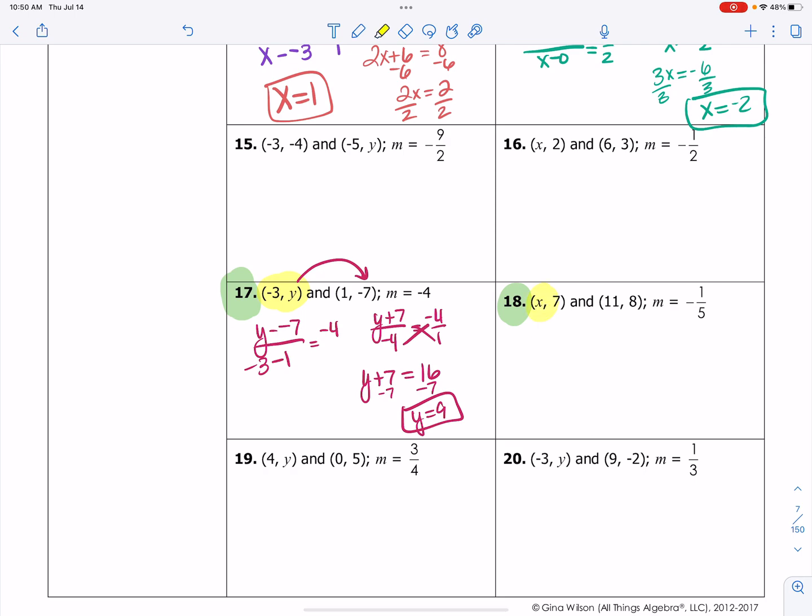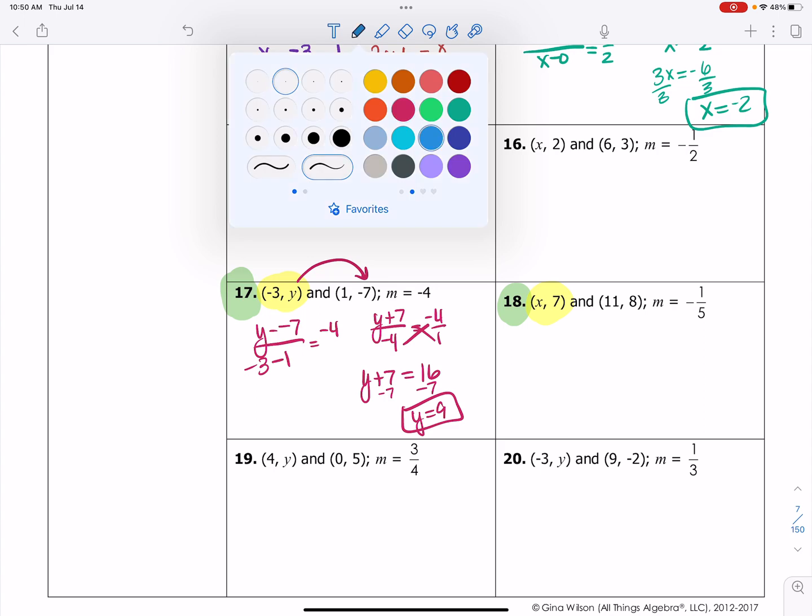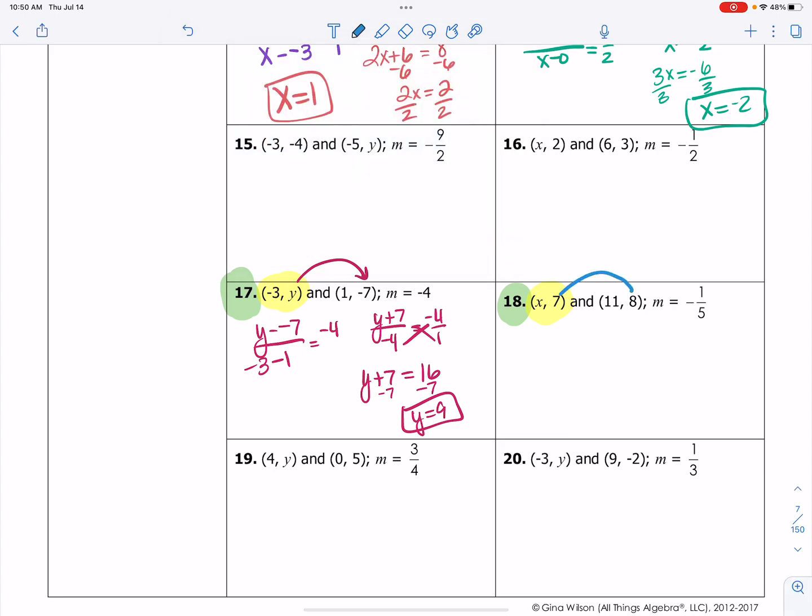Okay, and so again, it doesn't matter, you're going to get the right answer. But if I start with that one, I'm going to do 7 minus 8 over x minus 11 equals negative 1/5. Now on this, you can kind of see why I don't like to put it in front, because kids want to put the negative into both of them, and it's not. Both those numbers aren't negative, just one of them is. So this is going to be 1 over x minus 11 equals negative 1/5.